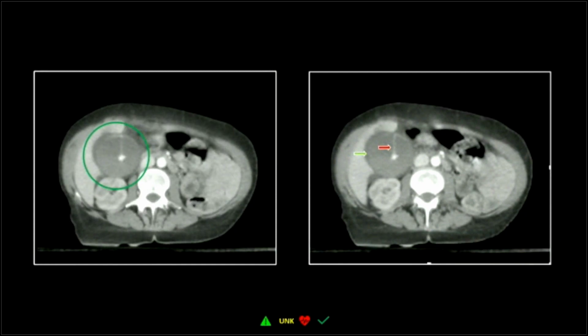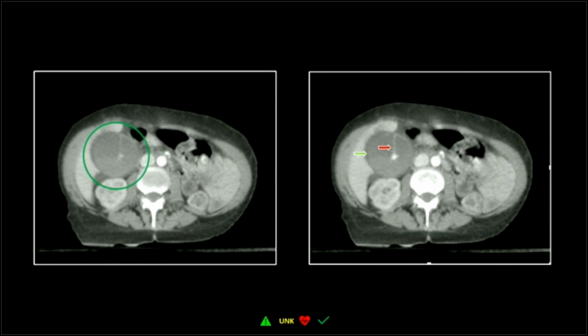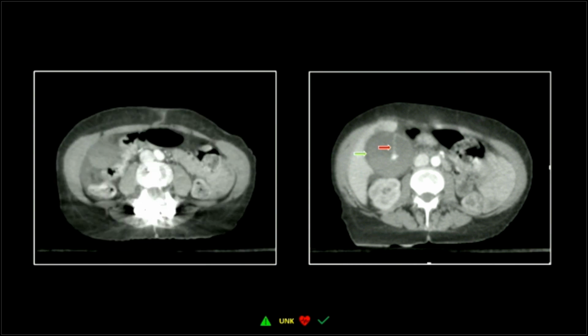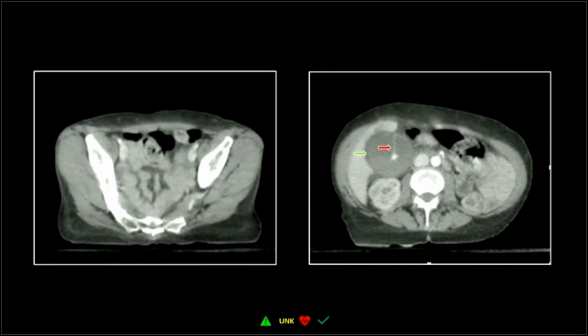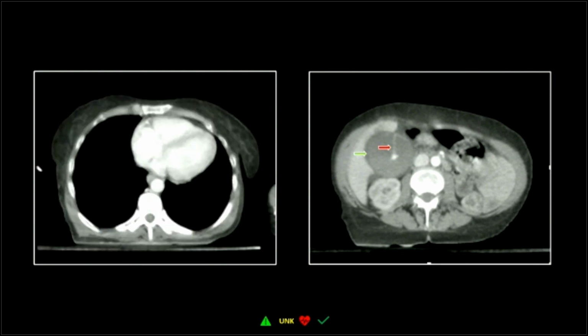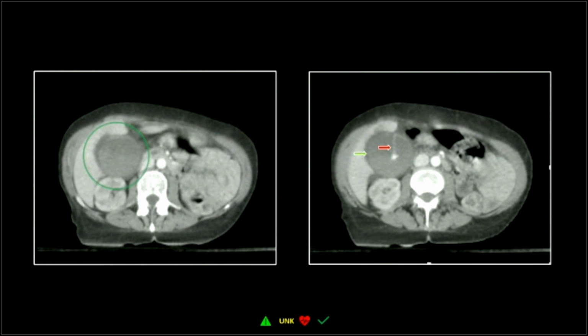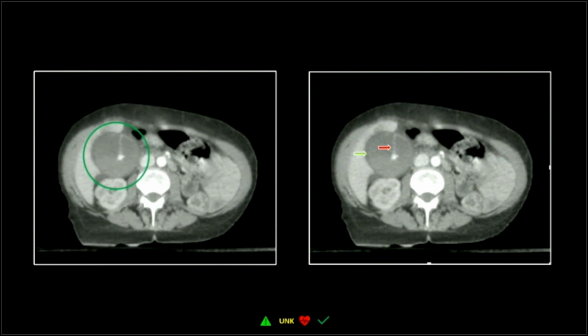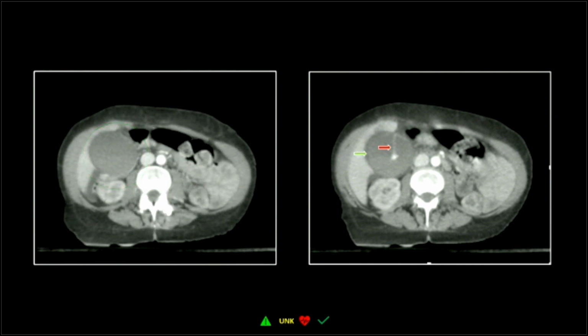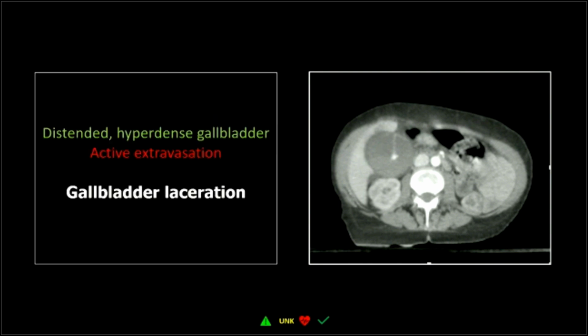It's just a little dribble of contrast coming from that wall. Incredible. Well, they ultimately did take this out. I said, did you guys debate whether it had to come out? And they said, oh, no. You know, when we got in there, it was just huge, distended, and completely full of clot. It was never going to go away. So a very bizarre gallbladder hemorrhage there.